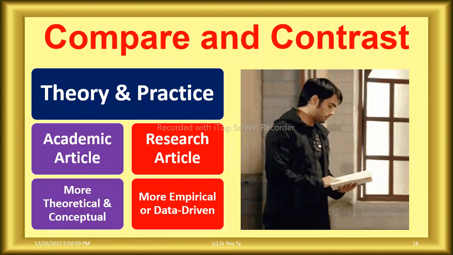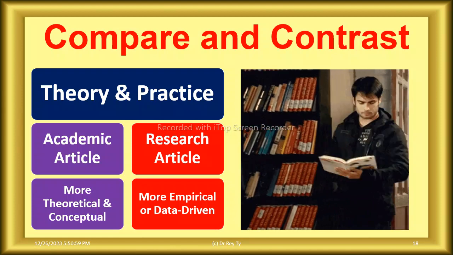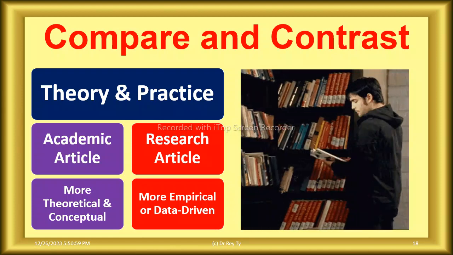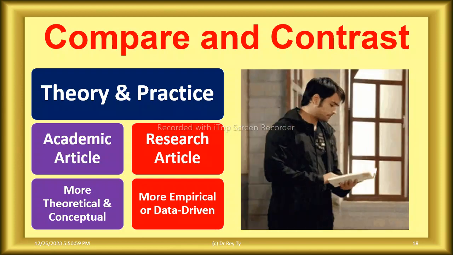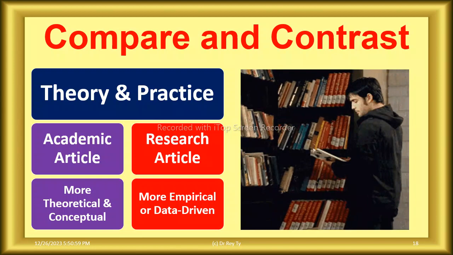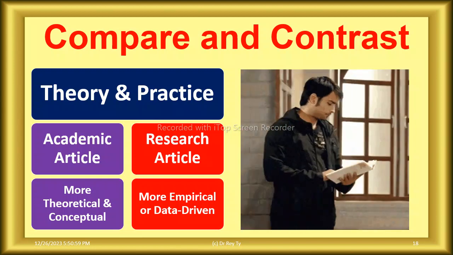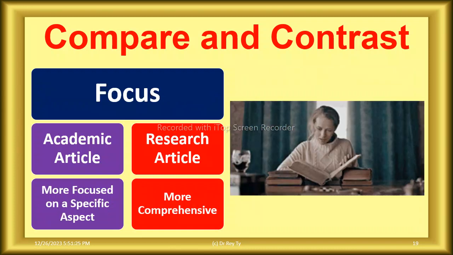For academic articles, the papers tend to be more theoretical and conceptual, based on certain ideas or principles. Whereas research articles are more empirical or data driven. You want to look for original information from the ground.